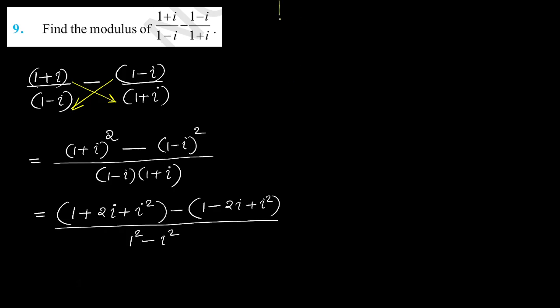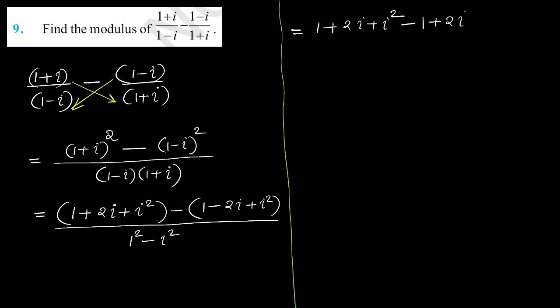Okay, I hope you have understood. Let me open the bracket. i square, let i square be i square itself. Some terms cancel, that's why. Let me open the bracket: 1 plus 2i plus i square. I'm just opening the bracket. Minus goes inside the bracket: minus 1 plus 2i minus i square. 1 square is 1, minus i square is minus 1.